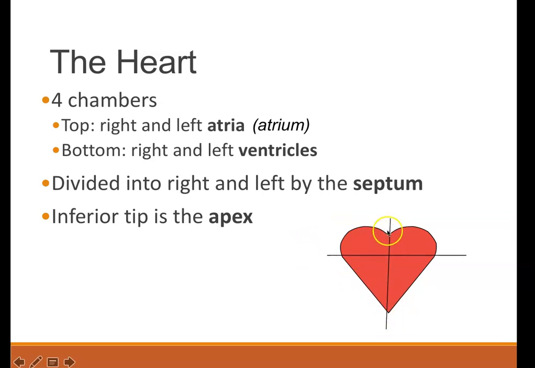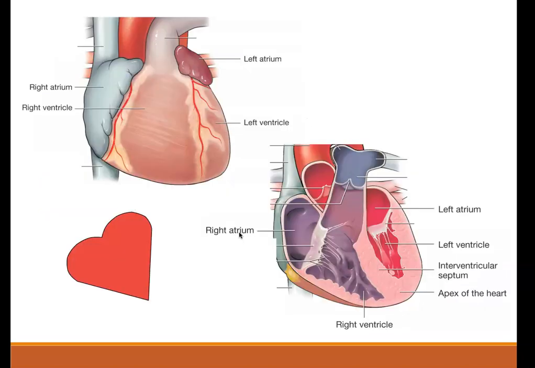There's a wall dividing those 2 halves, and that wall is called the septum. Septum is just a medical term for a dividing wall that's made of tissue. So you also have a septum in your nose. We didn't really talk about that in the respiratory system, but you'll see that word in some other body systems. And the tip of the heart, which happens to be on the bottom, not the top, is known as the apex. So apex means tip. With the lungs, the apex was at the top, but with the heart, the apex is at the bottom.